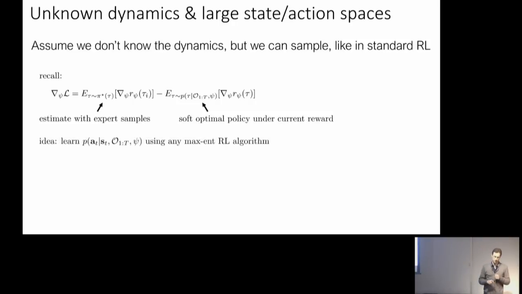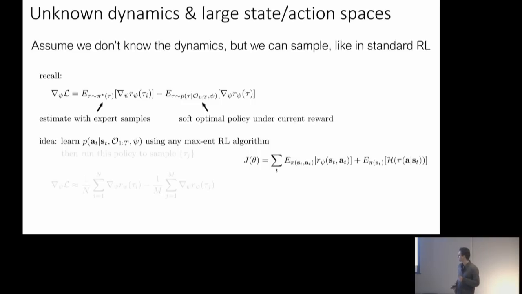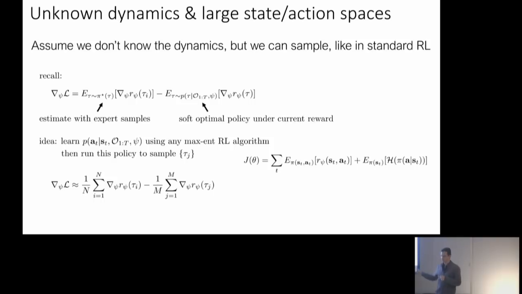So we're going to use any maxent RL algorithm to learn this thing. For example, we could do policy gradient. And then we're going to run this policy to sample trajectories and then estimate our gradient with samples. So just to write that out, the first term becomes a sum over all your samples from i equals 1 to n, and these are samples from the expert, so these are demonstrations. And the second term is a sum from j equals 1 to m of these trajectories tau j, which are sampled from the optimal policy for your current reward that you obtain by running your favorite model-free RL algorithm, but adjusting for the entropy. So if it's policy gradient, you add the entropy term. If it's Q-learning, you turn the max into a softmax.